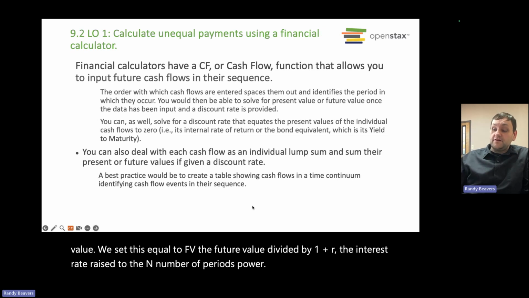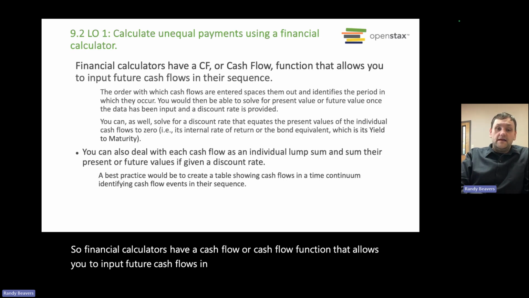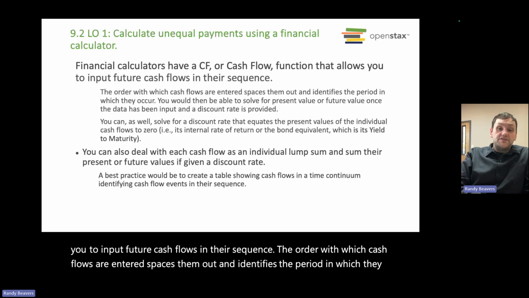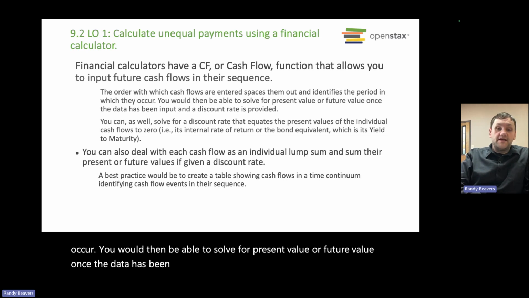So financial calculators have a cash flow function that allows you to input future cash flows in their sequence. The order with which cash flows are entered spaces them out and identifies the period in which they occur. You would then be able to solve for present value or future value once the data has been input and a discount rate is provided.